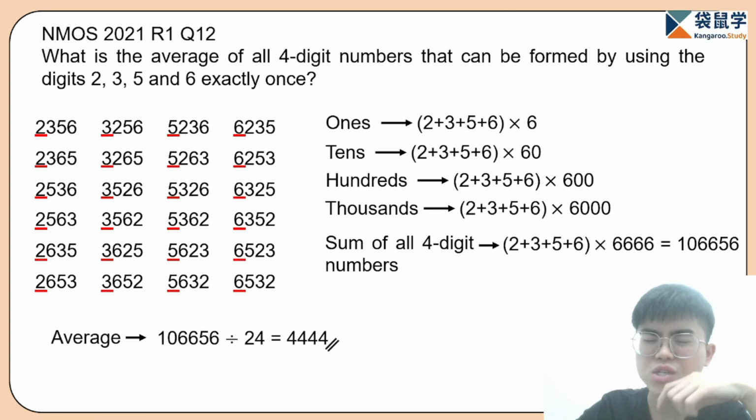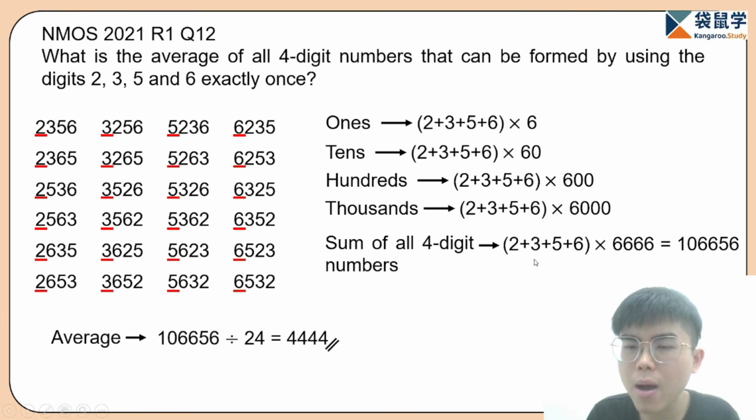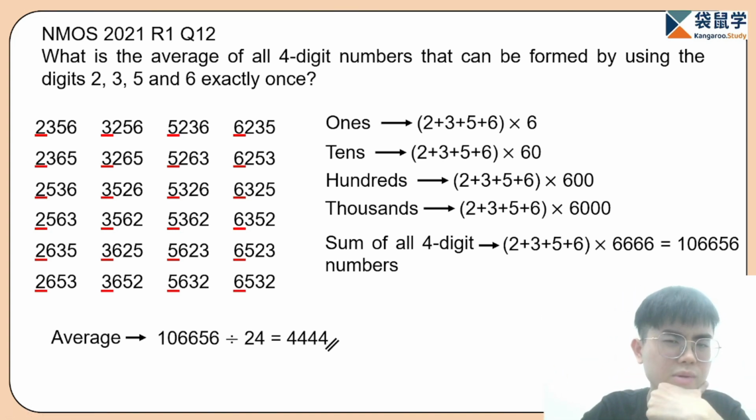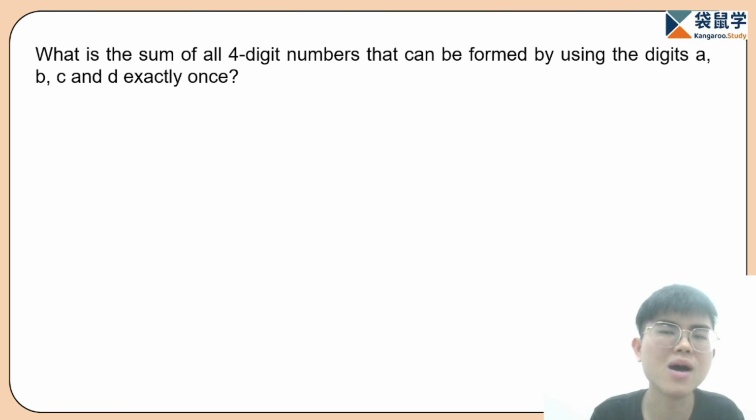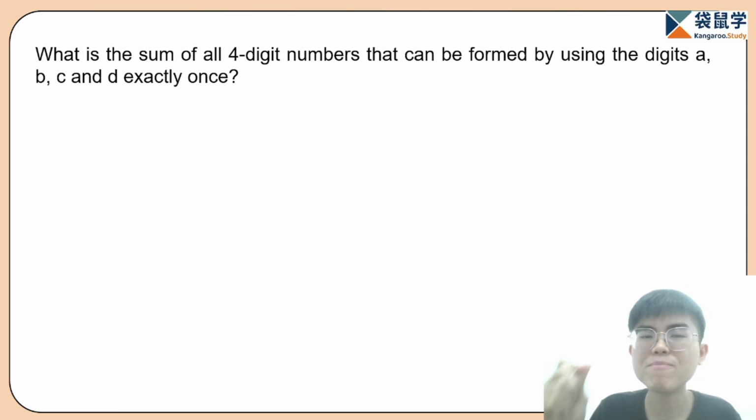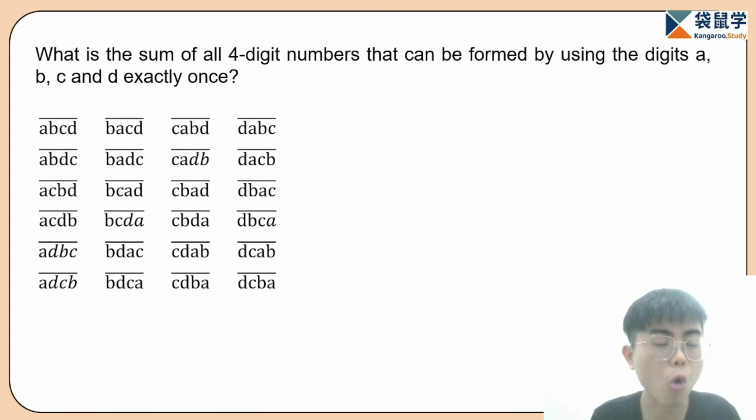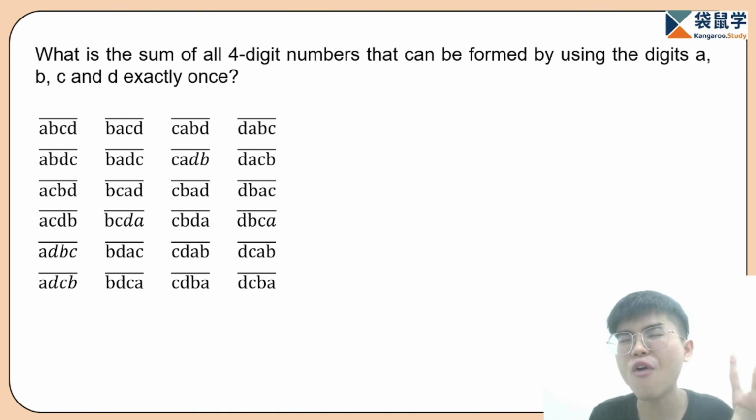But guys, in this case over here, you see that we just sum up all of the digits and then we multiply by 6666. Is this applicable to all of the different numbers? Is it applicable? So now let's have a look. For example, if I want to find the summation of all 4-digit numbers formed by using the digits A, B, C, and D, let's also first try to list out all of our numbers. So these are all the 24 4-digit numbers formed using A, B, C, D.